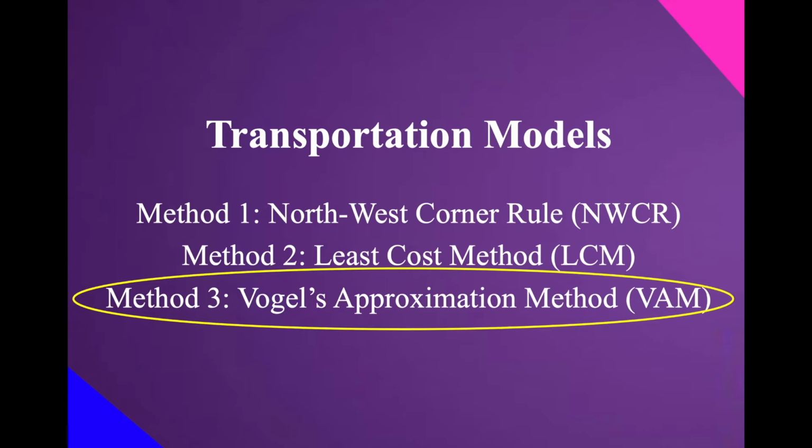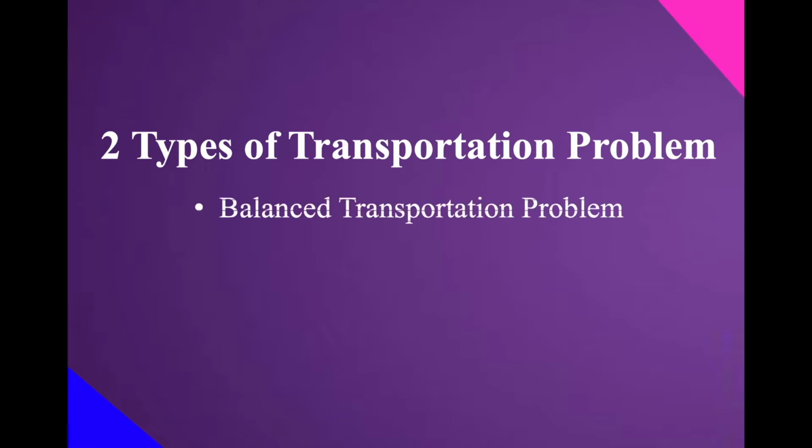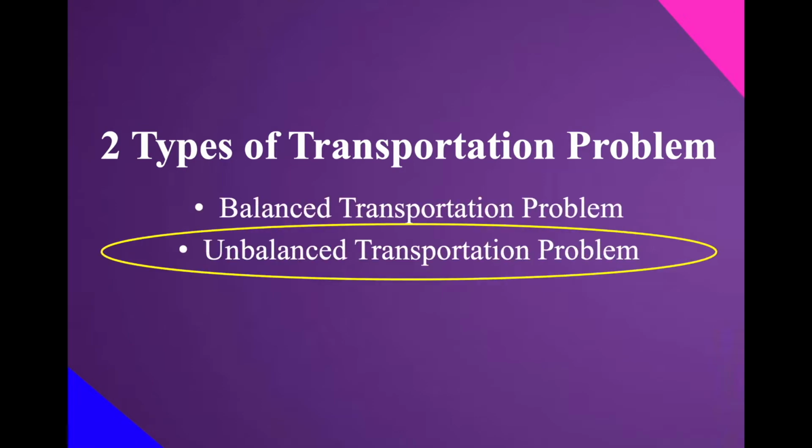We will be talking about the VAM way of solving the transportation models, and it is an unbalanced transportation problem. As you can recall, we have 2 types of transportation problem, the balanced one and the unbalanced one. So again, for this presentation, this is an unbalanced transportation problem, and we are going to solve it using Vogel's approximation method. Alright, so let's start.